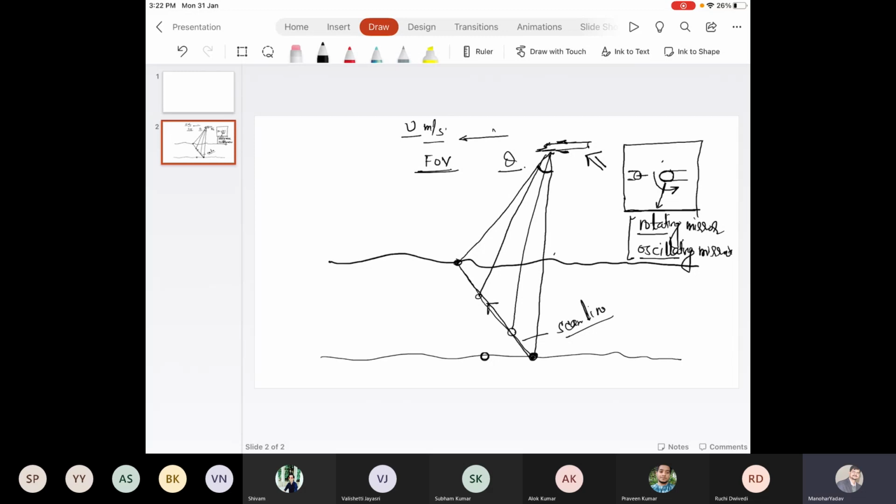If it is rotating, what happens after this? Again, in the second line, this will be the first laser footprint, and we'll have the last laser footprint, and in between we have the footprints of the remaining laser beams. So if we see over here, theta is the total field of view within which all the laser beams are confined. This platform is moving at a speed of v.